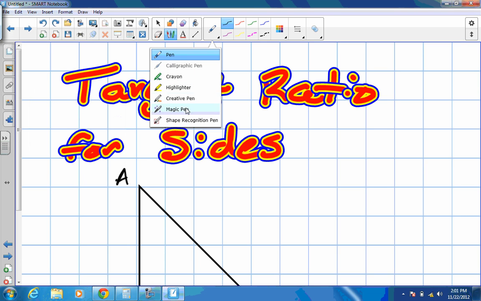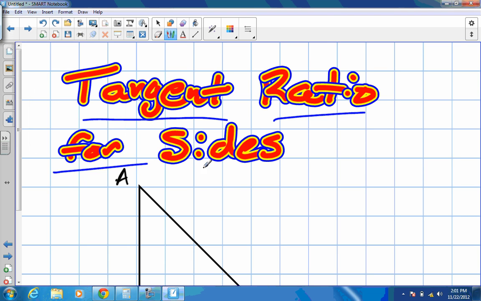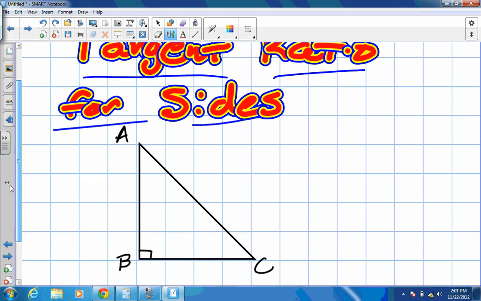Okay, tangent ratio to find the side. So we've already gone over setting up the tangent ratio. We're actually going to focus on using it to solve for sides of a triangle now.